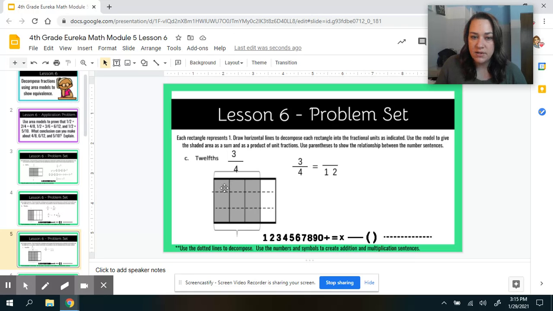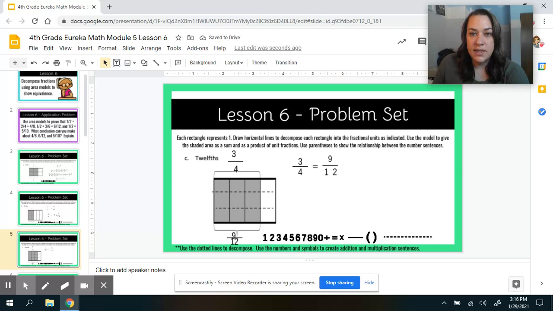So let's double check it. We got 3, 3, 6, 9, 12. So we just decompose that into 12s. And how many 12s do we have now? 3, 6, 9. So 3/4 is equivalent to 9 twelfths. So we can put 9 twelfths on our new bracket, showing that that is what we converted. 3/4 and 9 twelfths are equivalent.